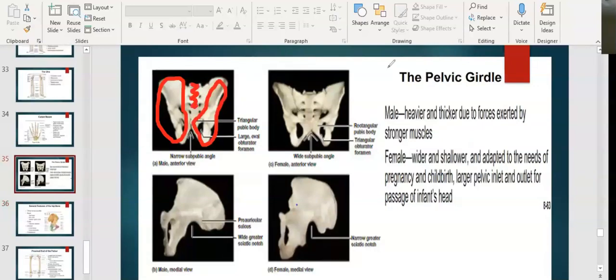So if you look at this again, I said this is going to be the male and this is going to be the female pelvis, right? If you look over here, this one right here is narrow. This is for males. This one right here is going to be wide, and this is the characteristic of the female. It needs to be wide so the babies can actually go through this space and be born. So that's why in females this is going to be wide.